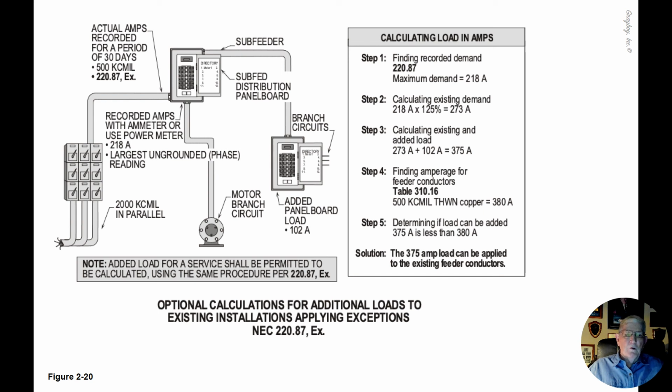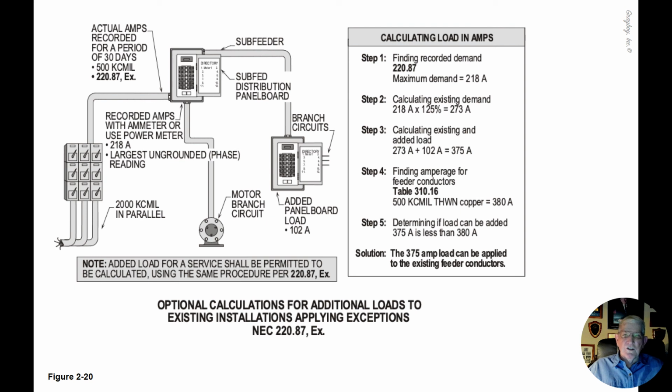Step 4, we're finding the amperage for the feeder conductors. So as previously stated, 500 kcmil THWN copper conductors are good for 380 amps in accordance with Table 310.16. So step 5, we're determining if the load can be added. So we compare 375 amps to 380, and we find, yes, it is less than 380 amps.